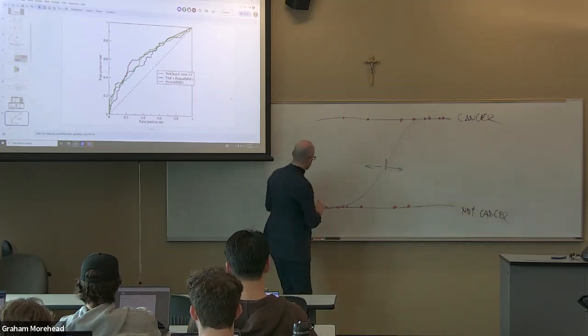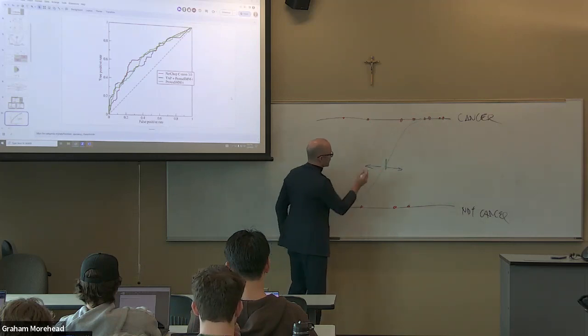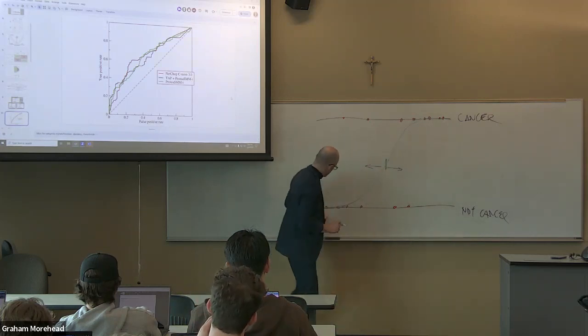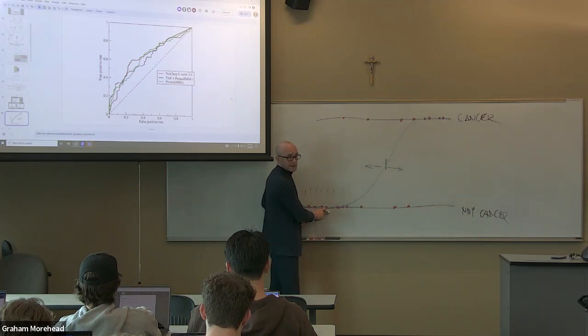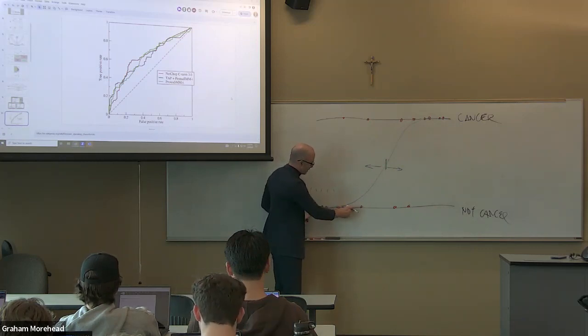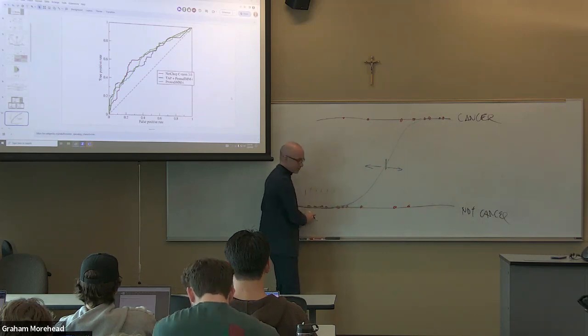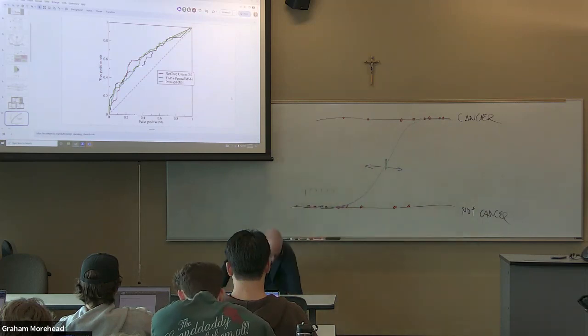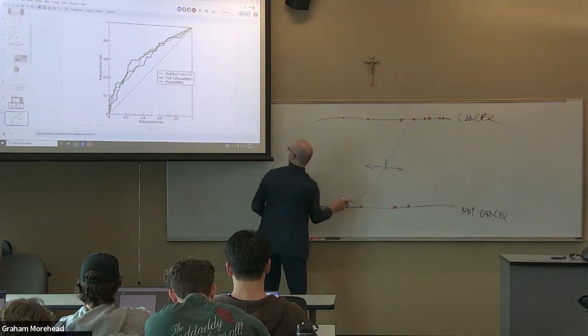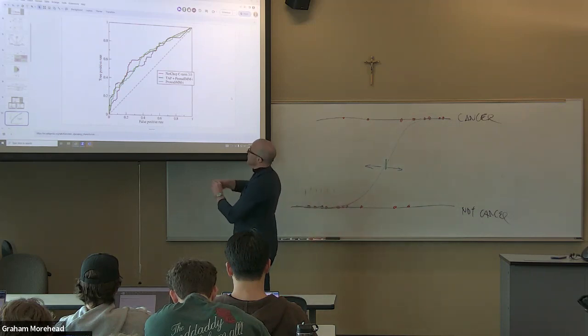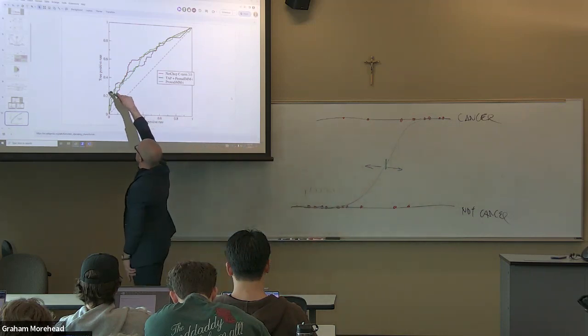As we shift our threshold up, you get fewer false positives. So fewer of these, right? We don't want these to be positive, these are false. So as we shift the threshold up, we keep the true positives, but we lose the false positives.